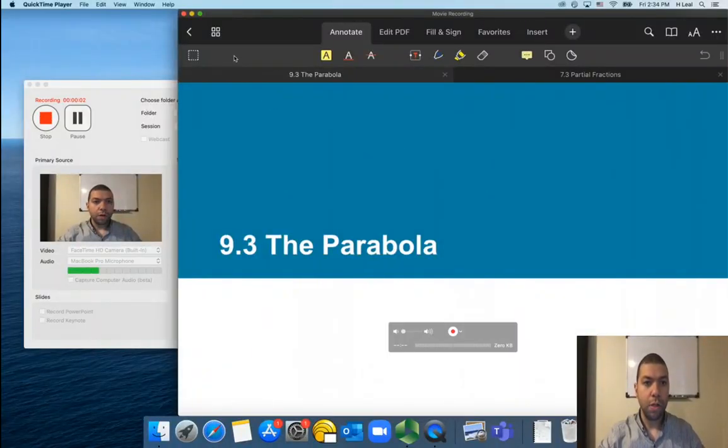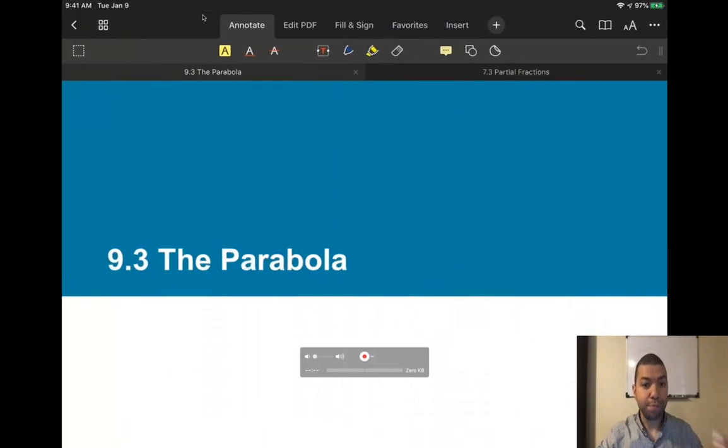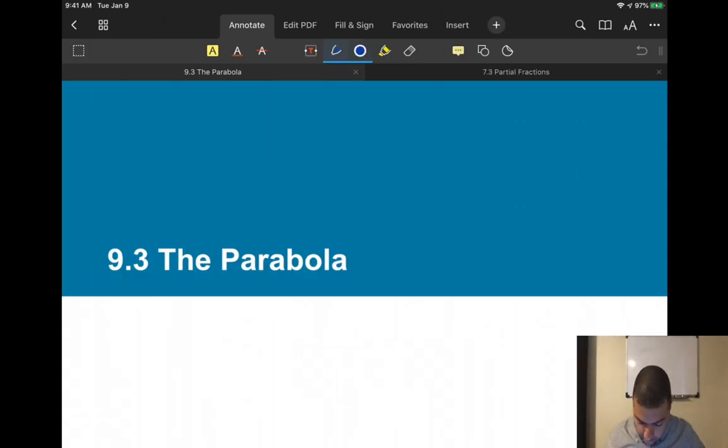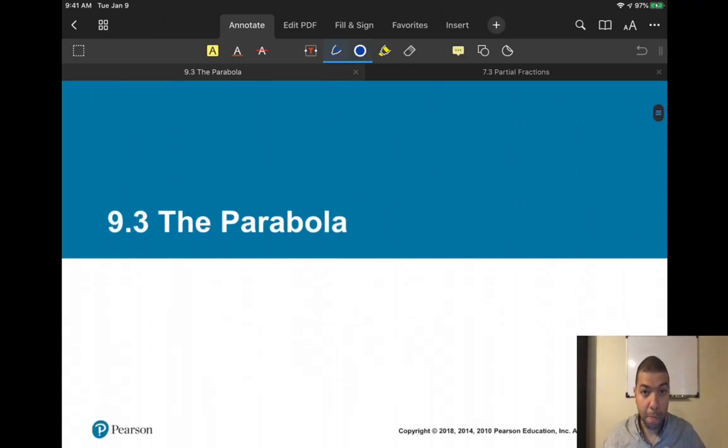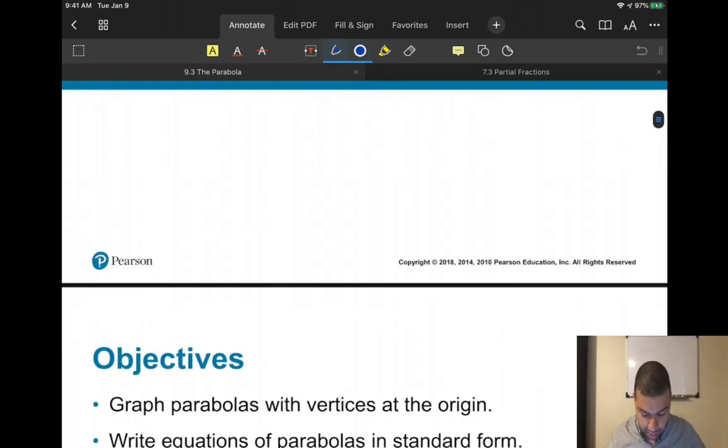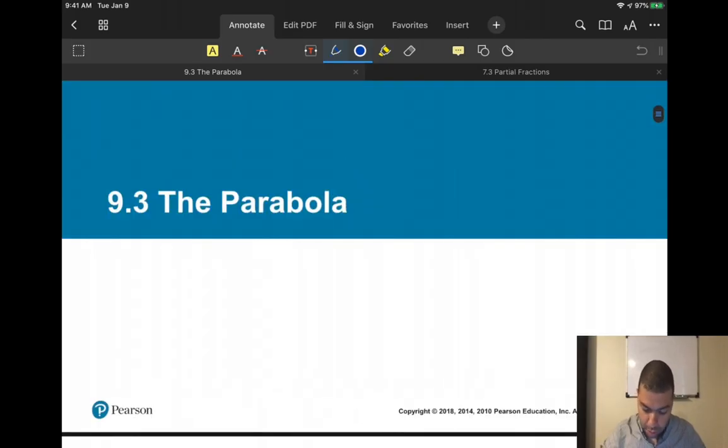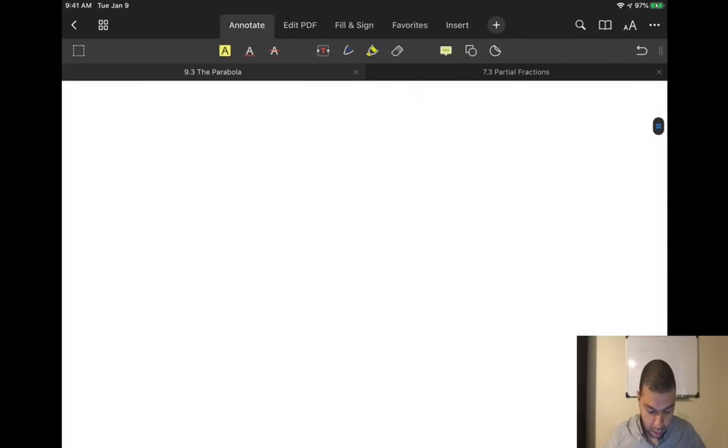Okay, so section 9.3, the parabola. I'm going to talk about the parabola as a conic section. We've seen equations for parabolas multiple times now, but we've never seen it as a conic section. So I'll add a page like I've done before, just sort of draw again how the parabola comes to be.